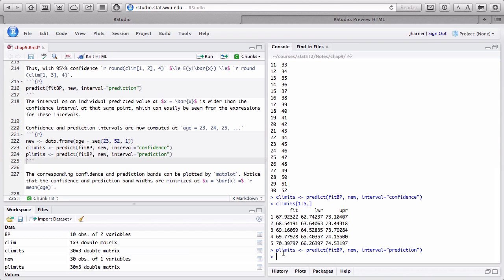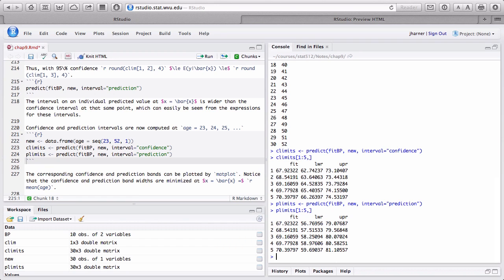And let's look at the prediction limits. Let's print out the first 5 again. Okay. So you can see the prediction limits are quite a bit wider than the confidence limits. But actually, I'm only printing out the first 5. Again, it goes from 23 to 52 by increments of 1.